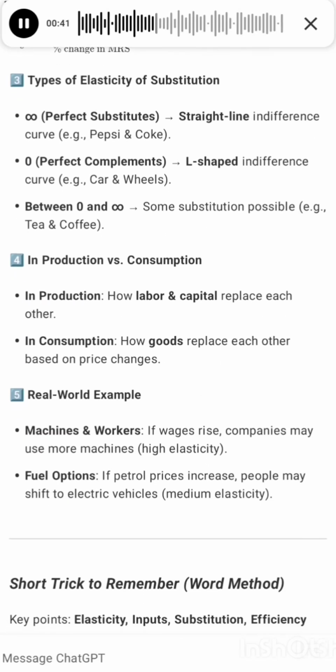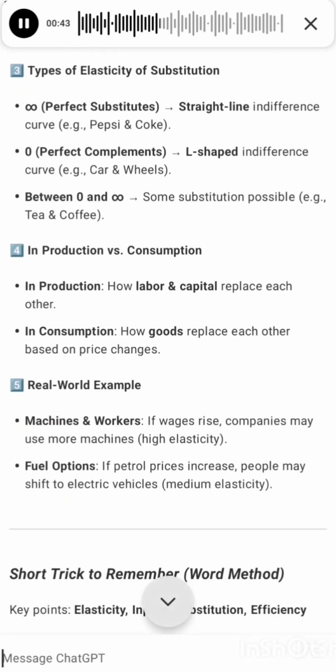3. Types of elasticity of substitution. Infinity, perfect substitutes, straight line indifference curve, e.g. Pepsi and Coke. 0, perfect complements, L-shaped indifference curve, e.g. car and wheels. Between 0 and infinity, some substitution possible, e.g. tea and coffee. In production versus consumption. In production, how labor and capital replace each other. In consumption, how goods replace each other based on price changes.